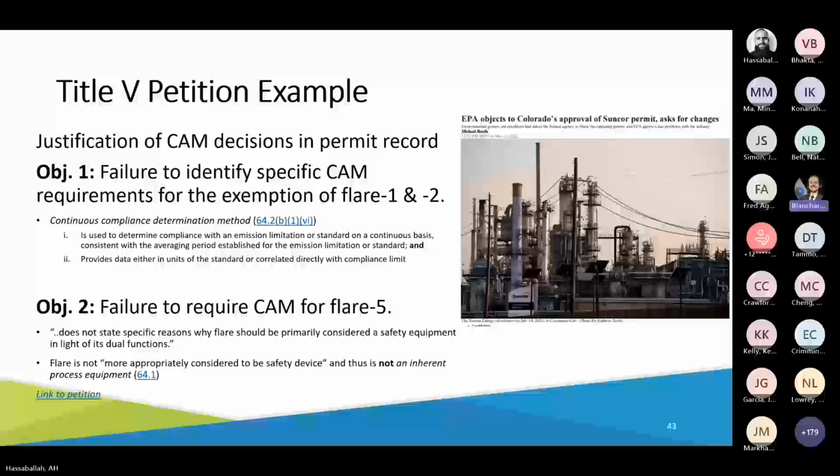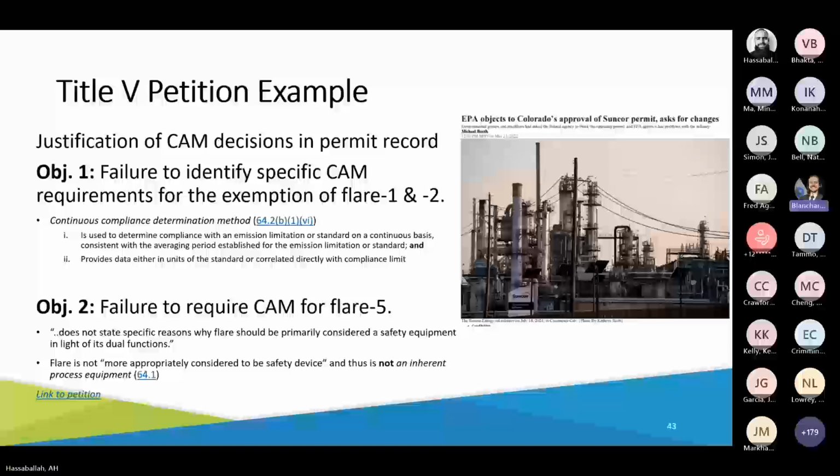And the second one was a failure to require CAM for flare number 5. While the Colorado Department of Public Health and Environment acknowledged that the flare is used to control VOC emissions from some equipment to meet certain regulatory requirements, there is no discussion as to why it does not operate at a higher efficiency during the times it functions as a control device, with condition 8.1 in that permit requiring Suncor to assume an efficiency of 98% at all times of flare presence and 0% for every 15-minute block of time in which at least 1 minute was shown to not have a flame present.